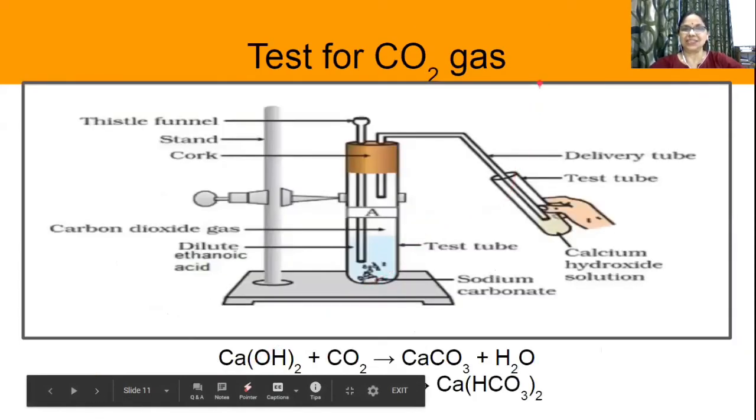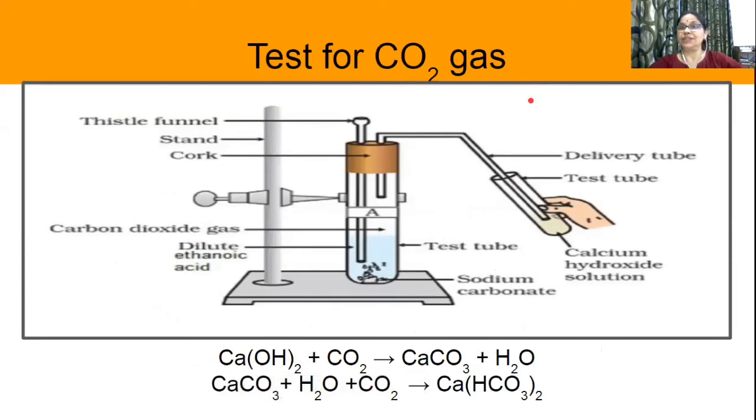Next is the test for carbon dioxide gas. The test for carbon dioxide gas is done in this way: first of all, sodium carbonate and dilute ethanoic acid are both added to the test tube. When they are added, carbon dioxide gas is released, and this carbon dioxide gas is taken through this delivery tube to another test tube containing calcium hydroxide solution.